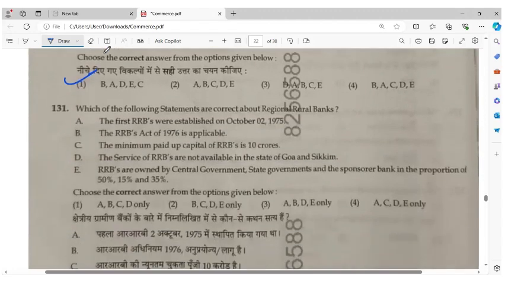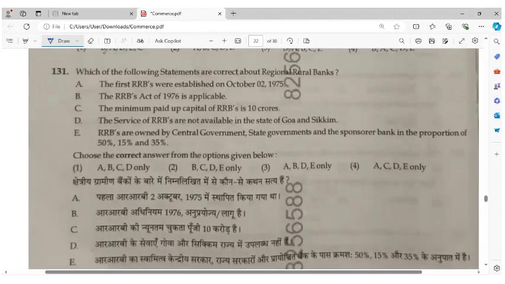Okay, then the next question, question number 131. Which of the following statements are correct about the Regional Rural Bank? If you notice, all these questions are factual questions. No conceptual question is given in the question paper. So option number 3 is right.